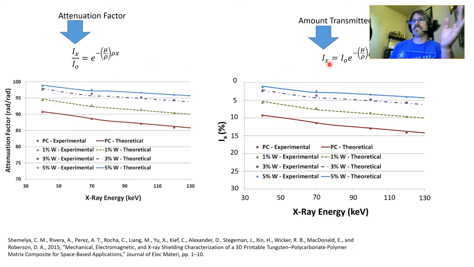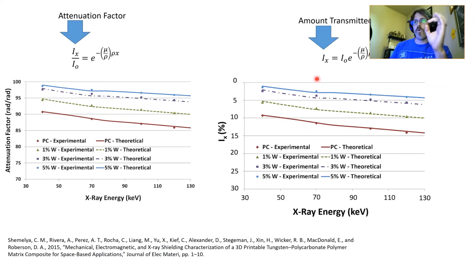The amount transmitted, okay, is Ix. And so this is expressed as a percent. So more X-rays are transmitted at higher energies. And sometimes I find it easier to look at the data in terms of amount transmitted versus attenuation factor. It depends on what kind of day I'm having, actually, I'll be honest with you. But anyway, I just wanted to cover that.